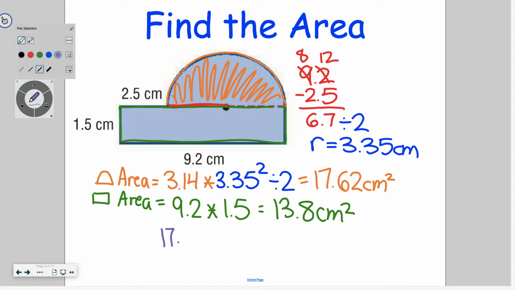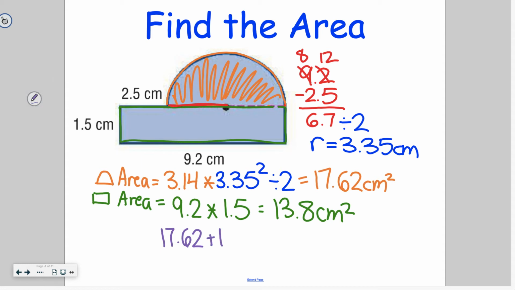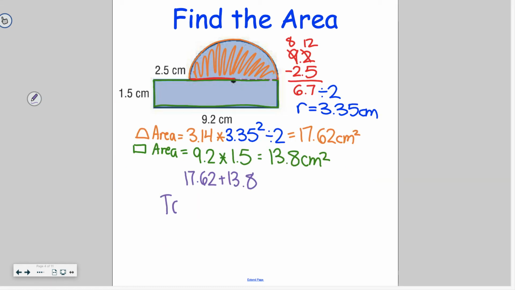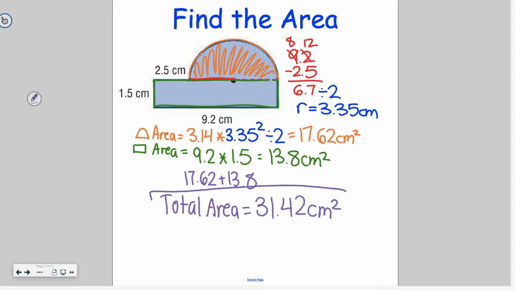Then to finish the problem, to find my total area, I'm going to do 17.62, the answer for the orange part, plus 13.8, the answer for that green outlined rectangle. And I'm going to find that my total area then, you're going to want to write total area, is going to be 31.42 centimeters squared. So that's the total area of the whole shape all put together.